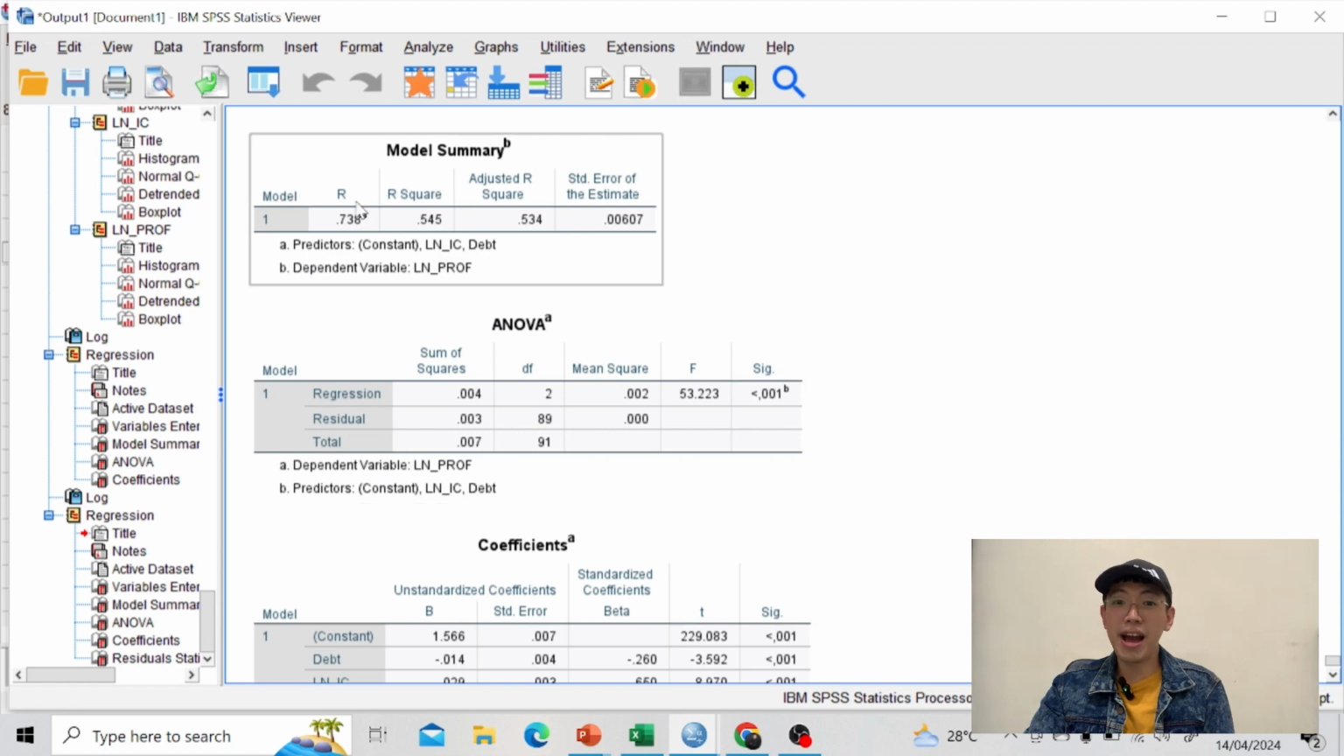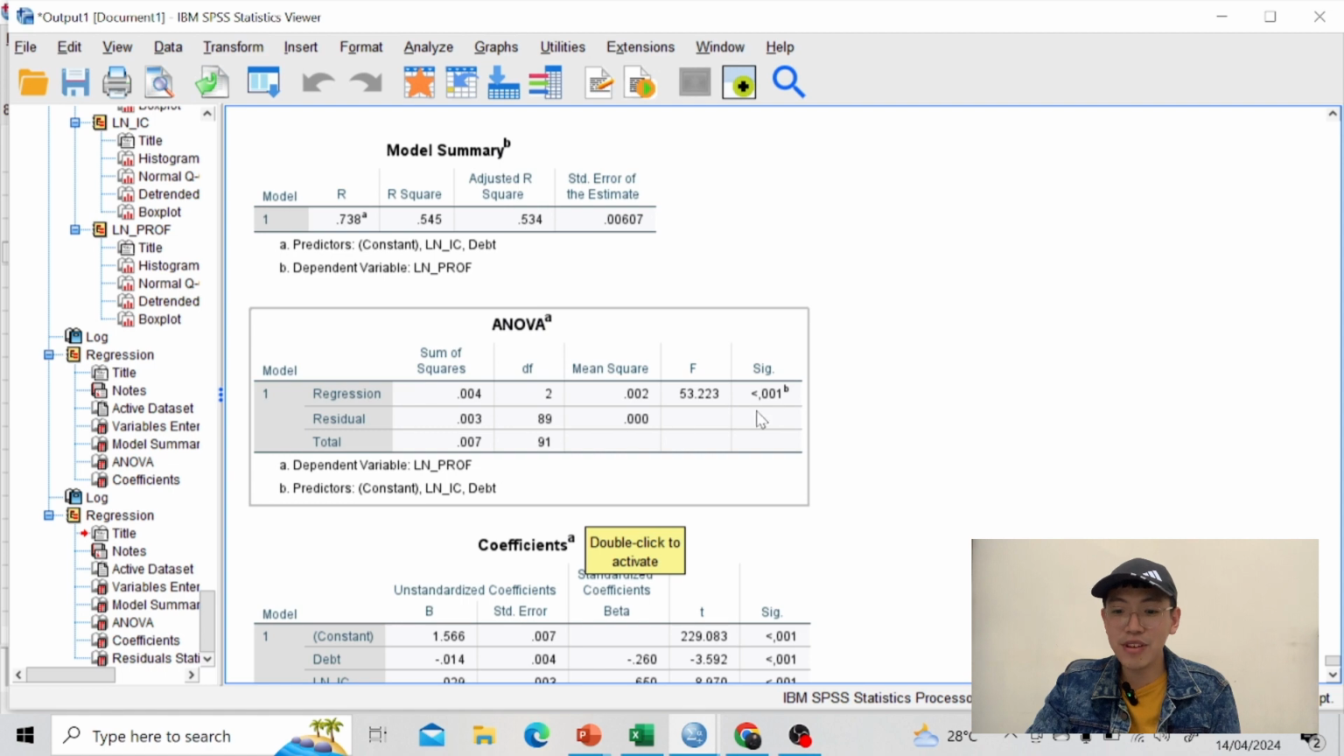In this case, we can find the R is 0.738, the R squared is 0.545. For the secondary data, it is considered as good because it is more than 0.2, especially it is more than 0.5, right? For the F-test, we can see the sig here is less than 0.001. It means both independent variables together can affect the dependent variable. So debt and intellectual capital together can affect the profitability. From the goodness of fit side, we can see that the model has been good or fit to run.